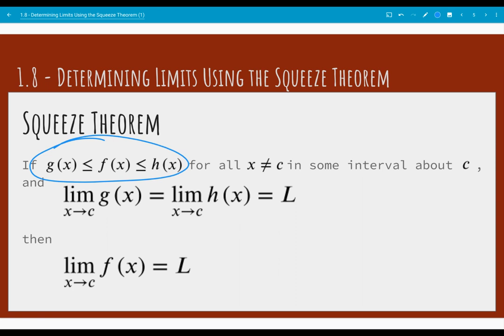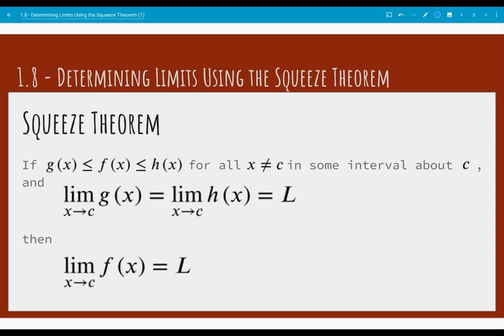All right, so I do want to point out that it doesn't matter what's happening at x equals c. And you should remember that with limits before. We don't care what happens at x equals c. All we care about is what's happening around x equals c. So when it says in some interval about c, that's just saying in the neighborhood, so somewhere around it. It doesn't have to be for all values of x.